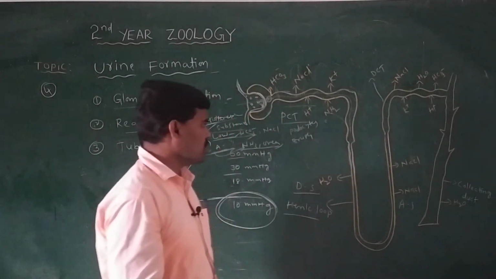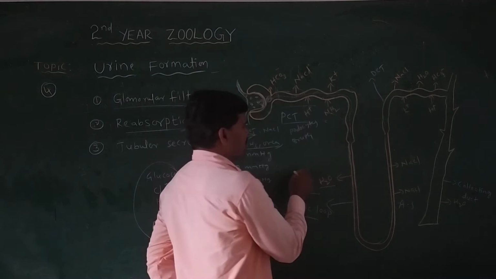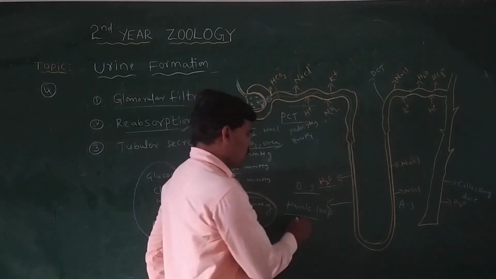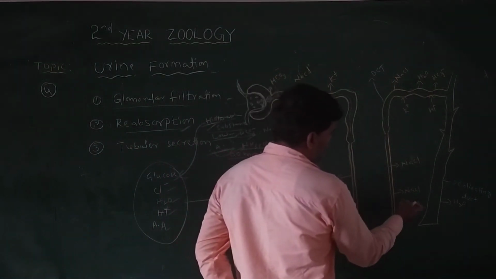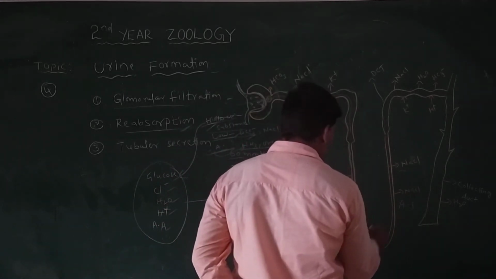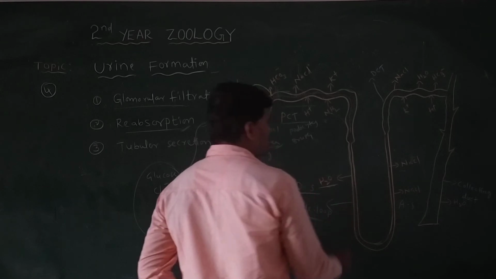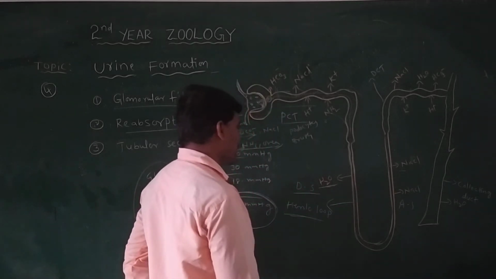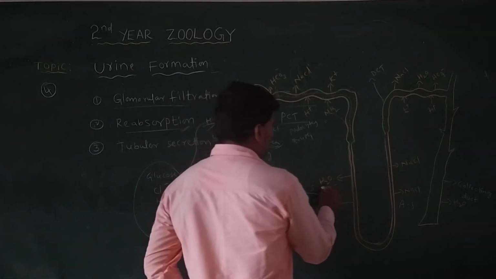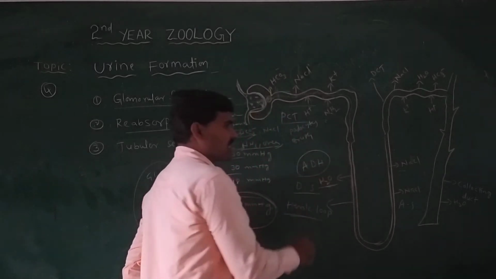The loop of Henle is useful for reabsorption, as most of the water, about 70 to 80 percent, is reabsorbed in the loop of Henle. Sodium chloride is sent out into the surrounding medium, but only in the loop of Henle. Thus 60 or 70 to 80 percent of water is completely reabsorbed through the loop of Henle walls, in the presence of ADH hormone.